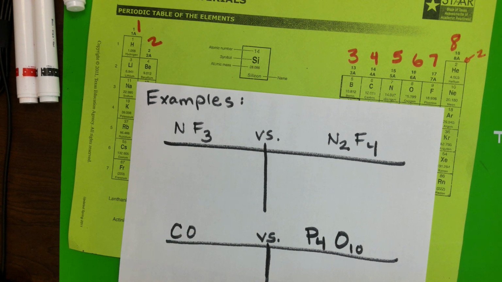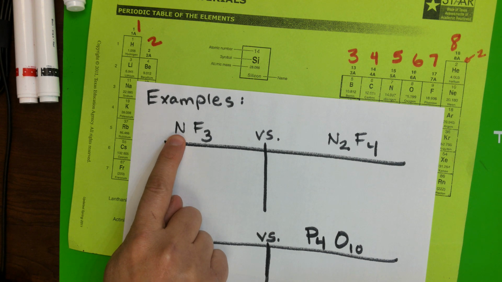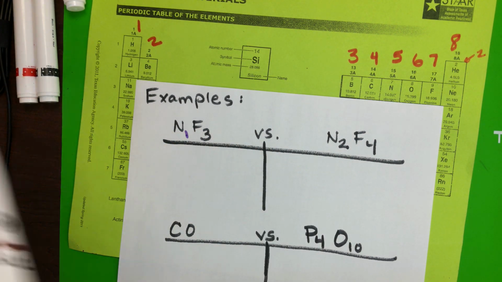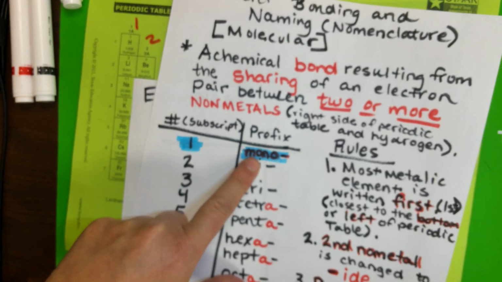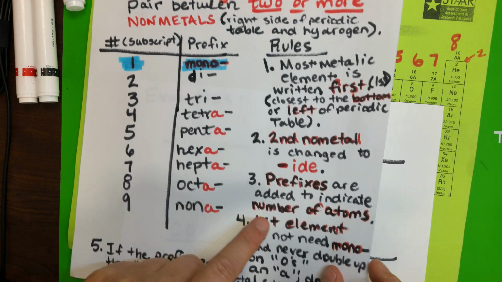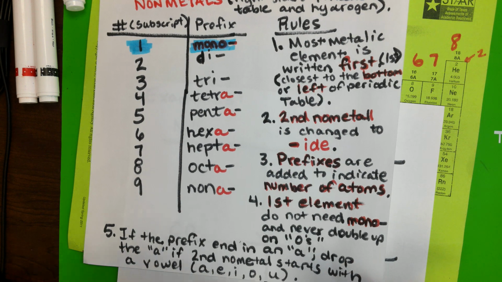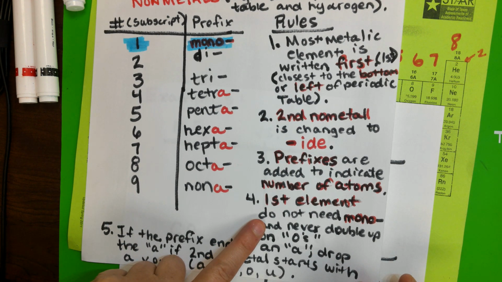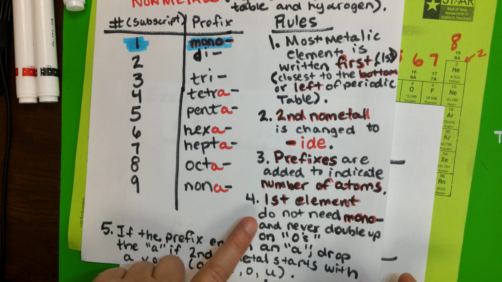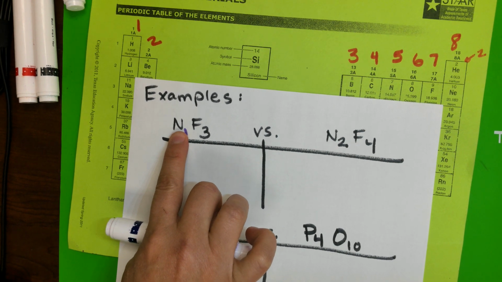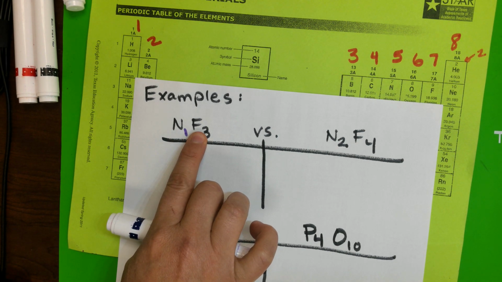So one of the rules is that the first one, because this one has a 1, would start with mono, but the rules say that the first element does not need mono. So nitrogen is the first element. Fluorine is the second element.